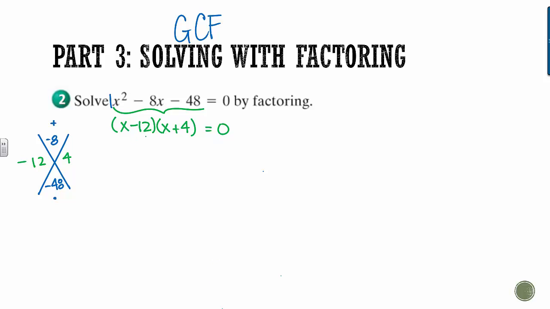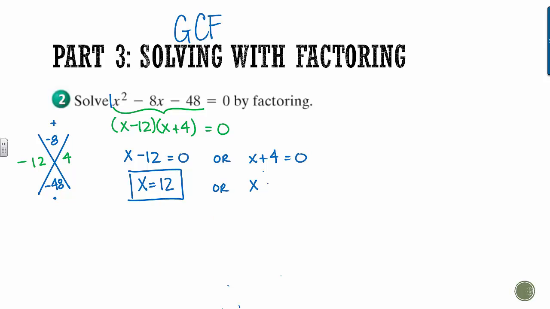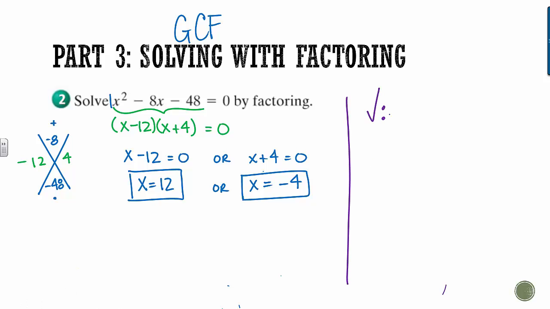But now I have two things that are multiplied together and equal 0, so I can split them up. x minus 12 could equal 0, or x plus 4 could equal 0. We can add 12 to both sides, so there's one solution, or we can subtract 4 from both sides, and there's the other solution. And remember, when we're solving for things and we get answers like this, we can always check. So on a test or a quiz, you can know that you got this right.